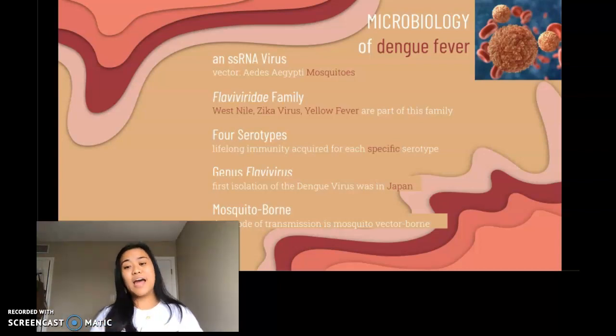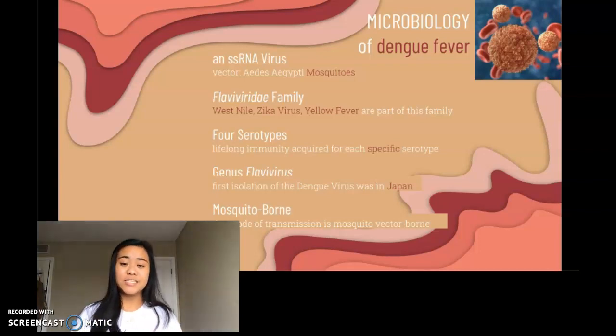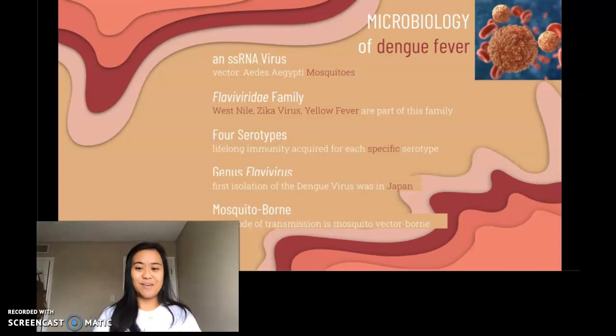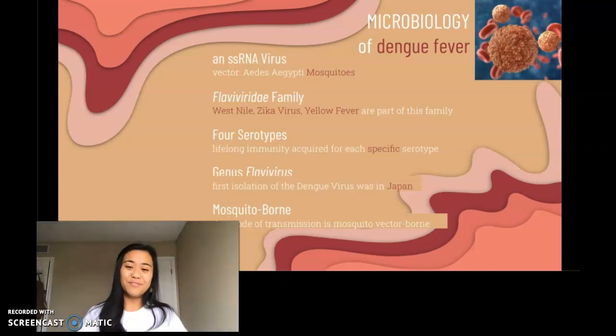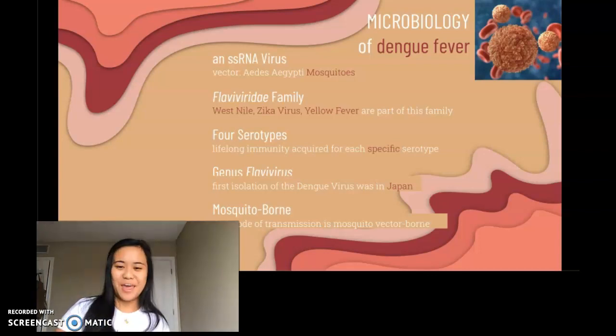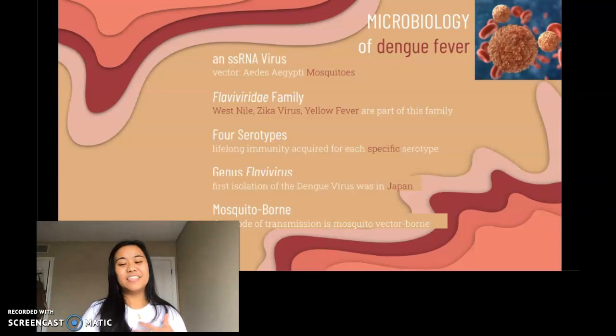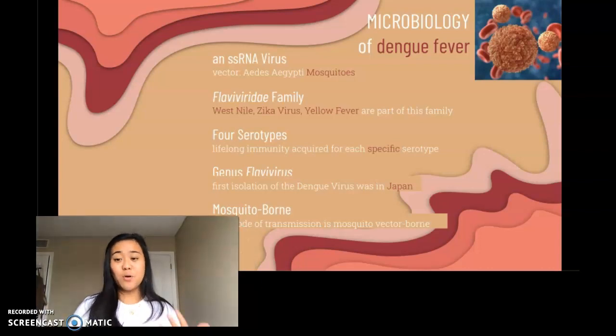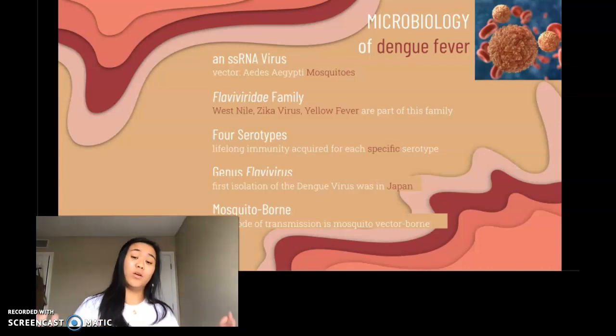And dengue virus actually has 4 serotypes. Lifelong immunity is provided for each specific serotype if you are infected with dengue virus. Dengue virus is part of the Flavivirus genus, and it was actually first isolated in Japan. And once again, the dengue virus is mosquito-borne, so its mode of transmission is mosquito-borne vectors.